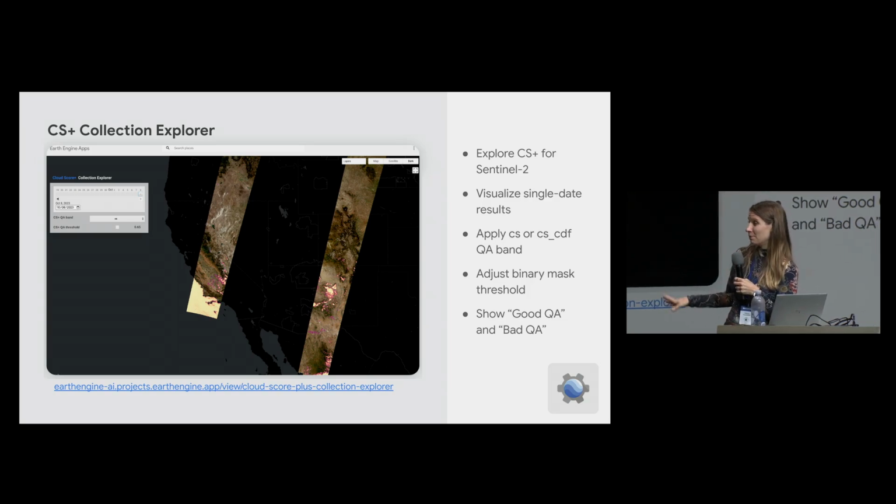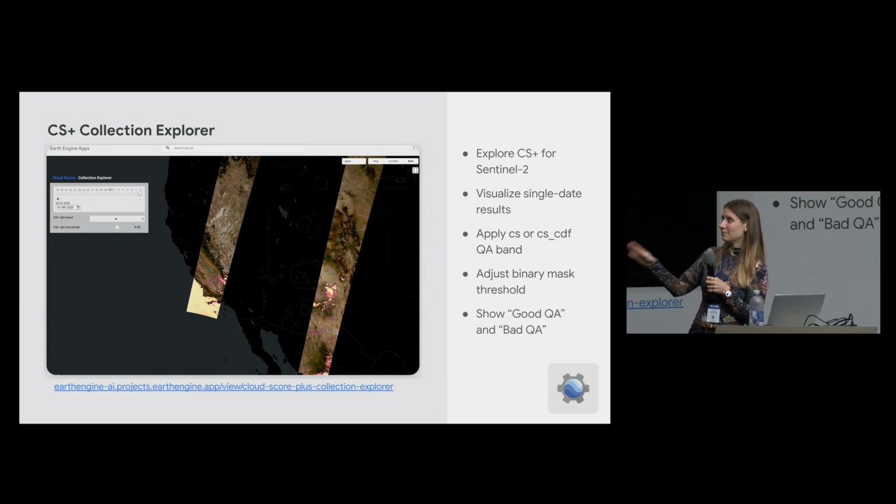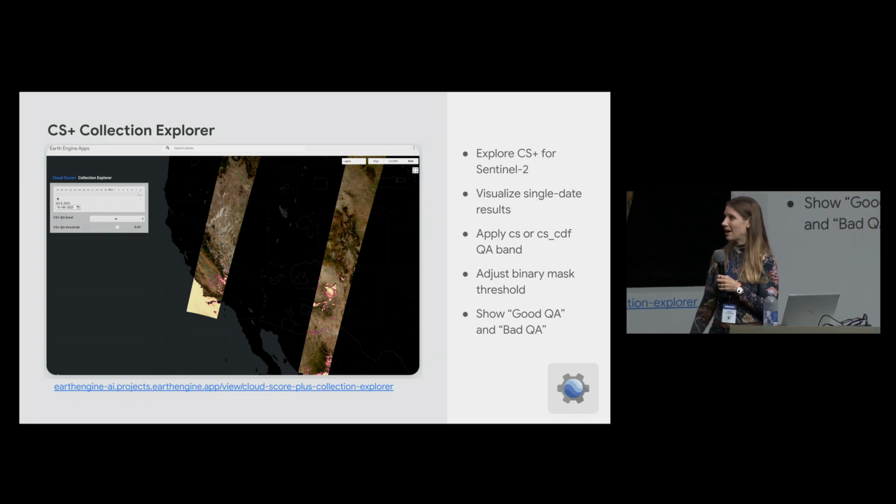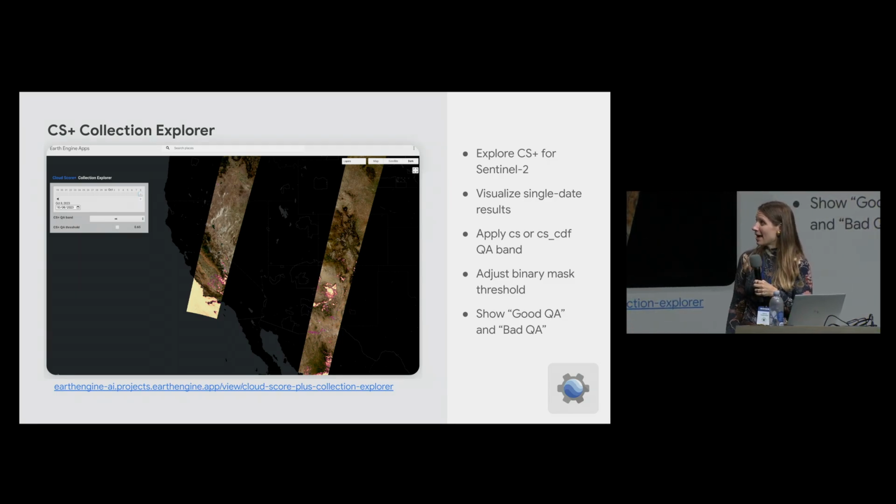And so I'll pop into the tool in a second, but really the goal here is to just explore the CS collection and how it applies to the source Sentinel-2 images. You're going to be looking at single date results. We've got a time slider so that you can page through. You'll see the big acquisition strips from the actual Sentinel paths there, and you are able to apply a little pull down for whether you want to use CS or CDF as a binary mask band. We can also look at how it applies as a continuous.